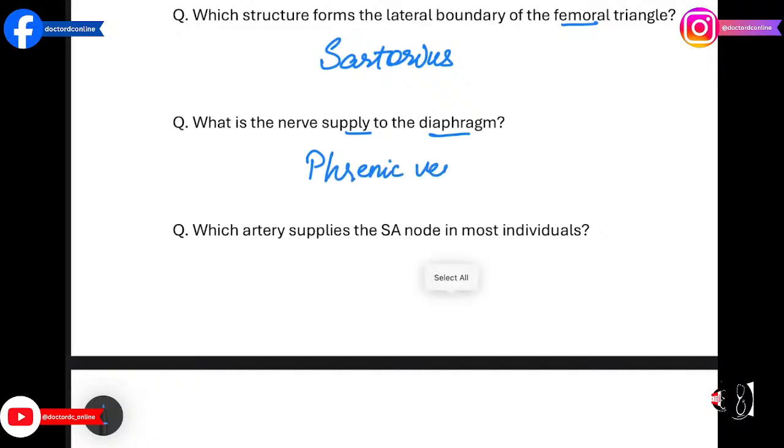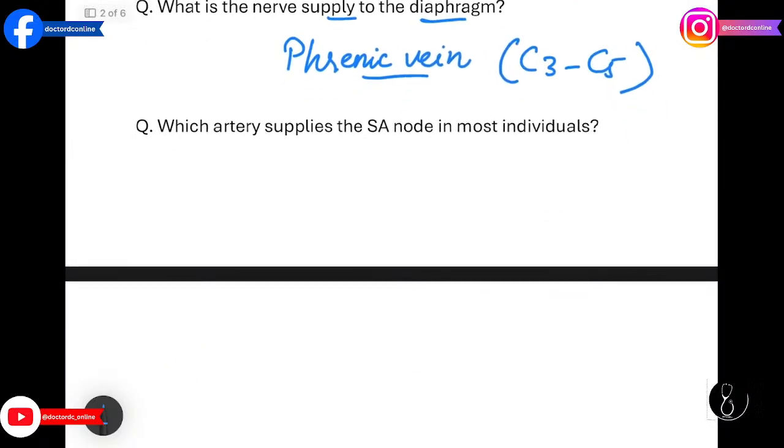The next question is, what is the nerve supply to the diaphragm? And the answer is phrenic nerve, C3 to C5. It provides the motor and sensory innervation, critical for breathing.